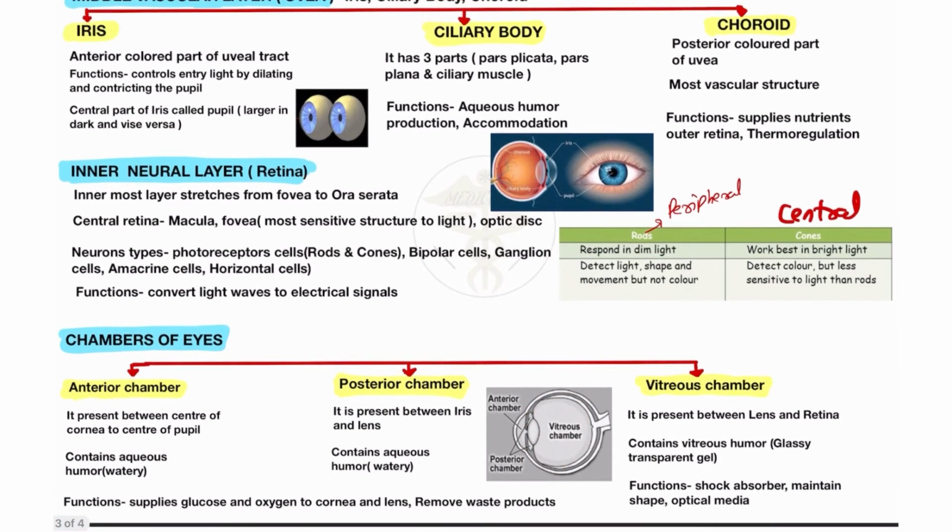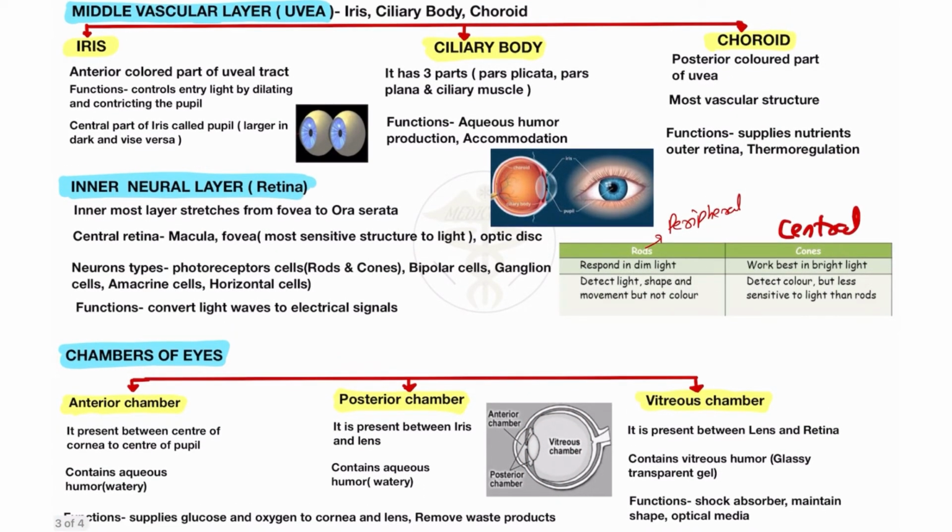What is the difference between all these three? The anterior chamber is present between the cornea and the pupil. This is the cornea, and this center part, the blackish area, is the pupil. The anterior chamber lies between the cornea and the pupil, and it contains aqueous humor. This chamber is filled with aqueous humor, which is produced by the ciliary body. It has a watery appearance.